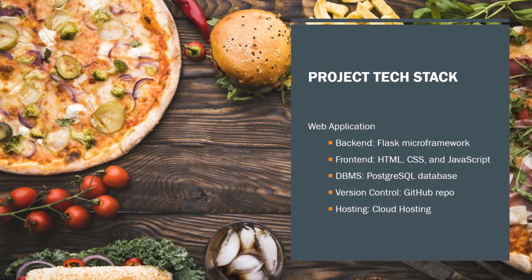As for the development of our project, we will be creating a web application. The following technologies will be used in order to achieve our goals. Our backend will be built with the Flask micro framework, a Python framework aimed to keep the core simple but extensible. Our front end will include HTML, CSS, and JavaScript, standard front-end technologies. The database management system will be the PostgreSQL database. We will also use Psycopg2 as our Python library to interact with it. Version control will be done with a GitHub repository, and our hosting will be done with a cloud hosting service, such as Heroku or some other cloud provider.